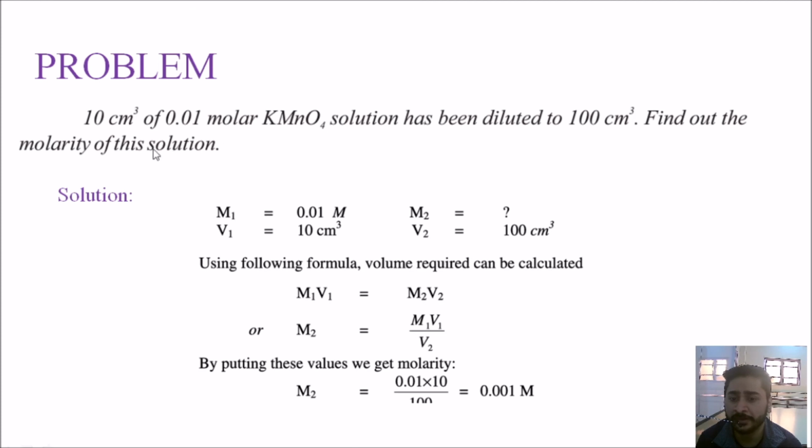So what molarity do you have to find out? You have to find out the molarity of the diluted solution. You can call it either way. You can call M1 and V1 for the values which you are provided with. You can say that this is a concentrated solution, 10 centimeter cube and 0.01. So this is V1, 10 centimeter cube, and this is M1, which is 0.01. The second volume is given for the diluted solution. It's 100 centimeter cube, and the molarity we have to find out.